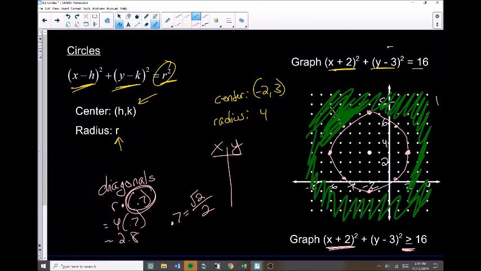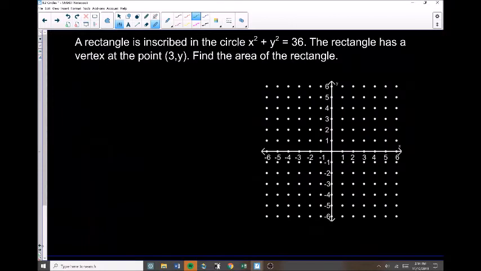Okay, we've got 2 more problems. A rectangle is inscribed in the circle x² + y² = 36. And the rectangle has a vertex at point (3, y). We don't know what that y value is, so it's 3, comma something. Find the area of the rectangle. Well, this right now, this equation has an h value of 0, a k value of 0, and an r value of 6.